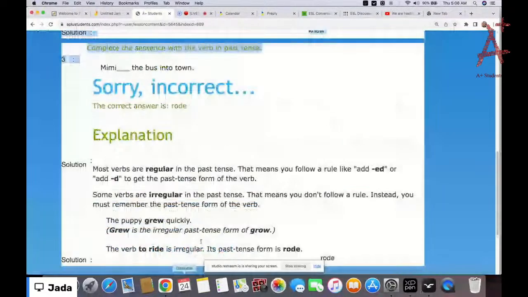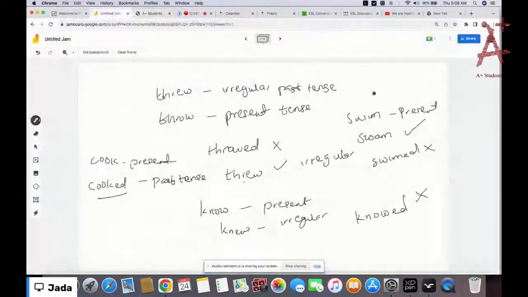Okay, so now we have Mimi dashed the bus into town. So Mimi rode the bus into town. So rode here is the past tense. Ride is the present, but you cannot add d to ride. You cannot say rided. No way. It's not correct. You can only say rode if you want the past tense. When you say rode, it makes it a perfect sentence.